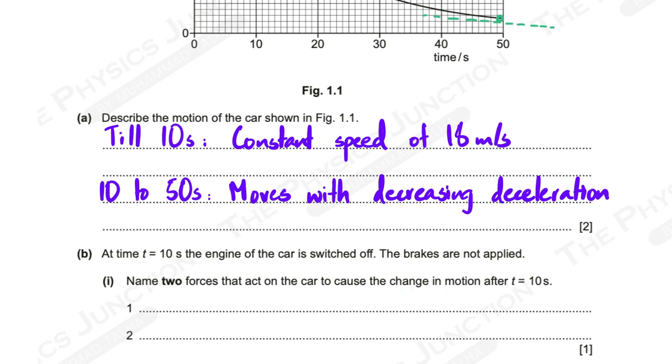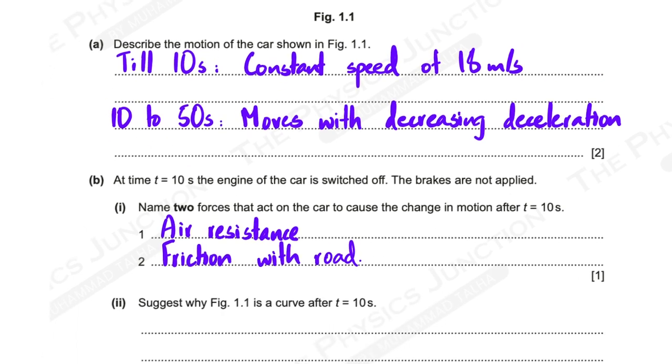So one thing I can say is obviously something like air resistance, right? And the other one would just be the friction with the road. So friction between the tires of the car and the road, right?